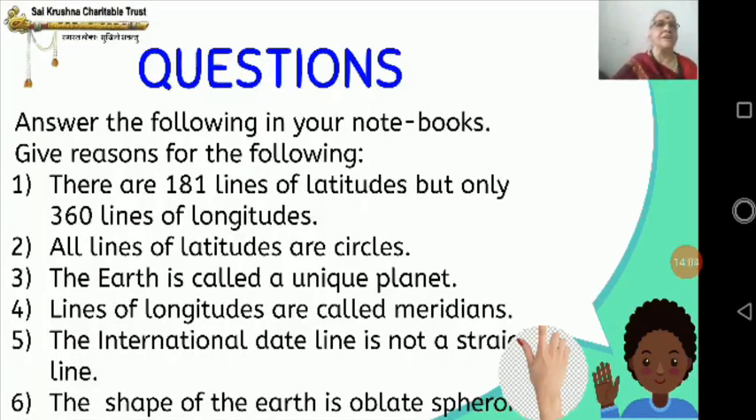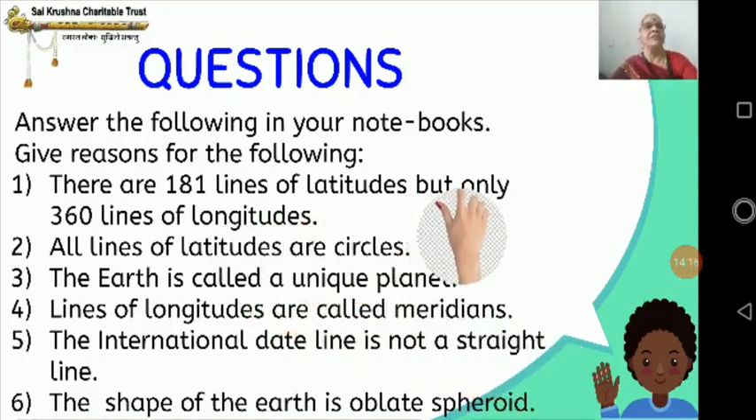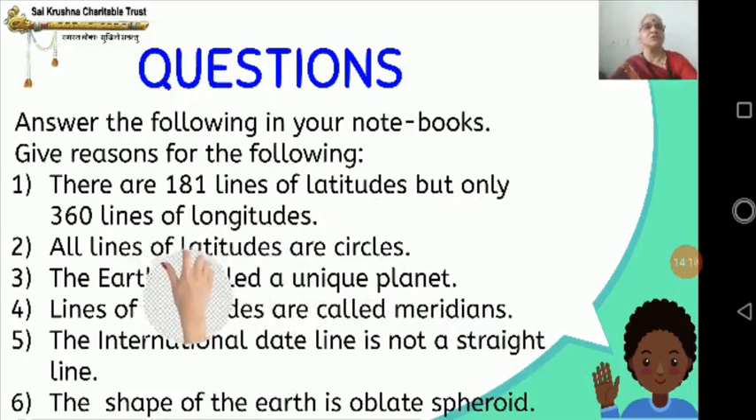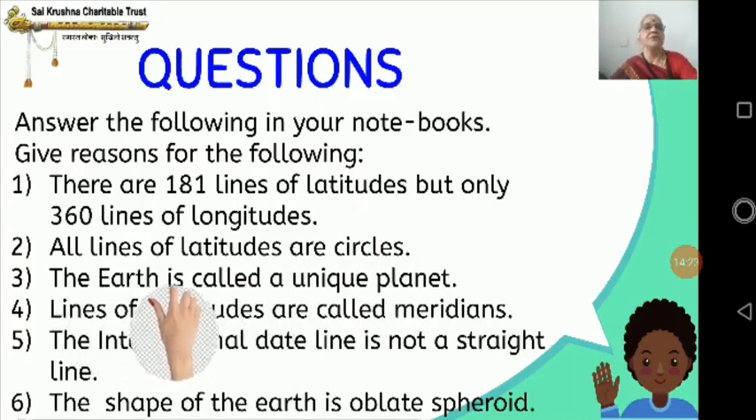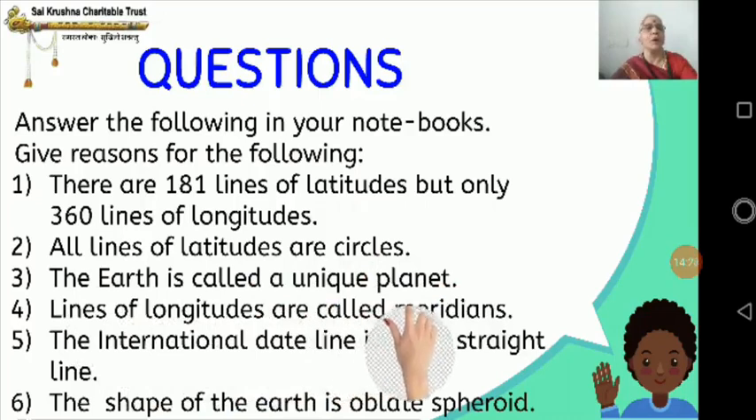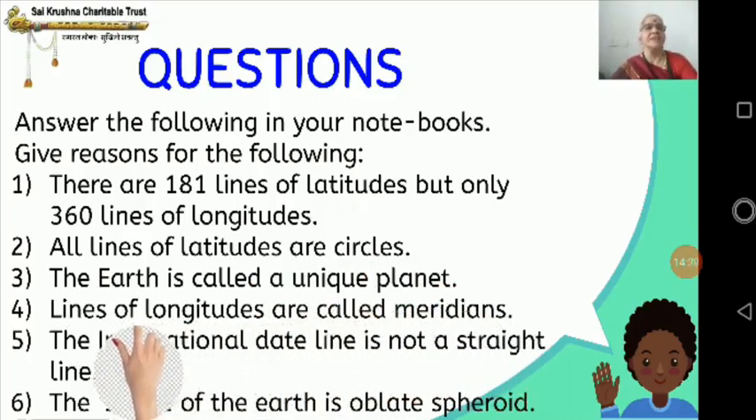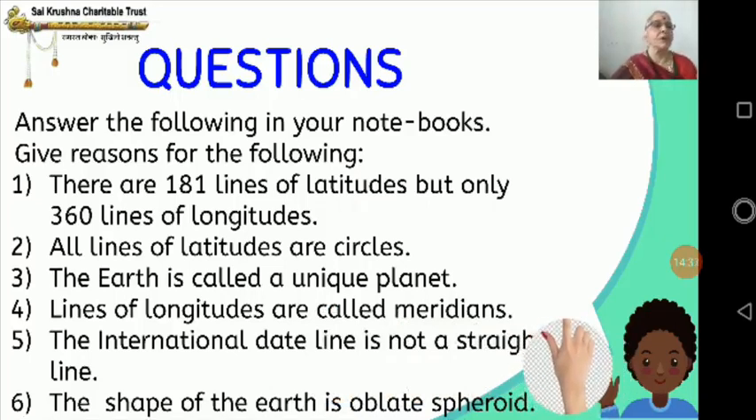So we go to the last part of this, the questions. Answer the following in your notebooks. Give reasons for the following. There are 181 lines of latitude, but only 360 lines of longitudes. All lines of latitudes are circles. The Earth is called a unique planet. Lines of longitudes are called meridians. The international date line is not a straight line. The Earth shape is oblate spheroid.